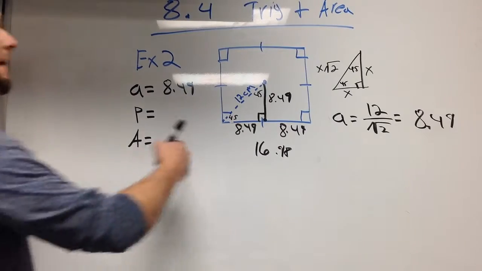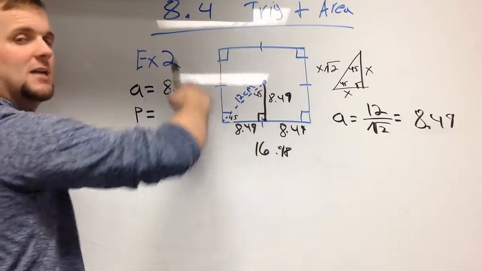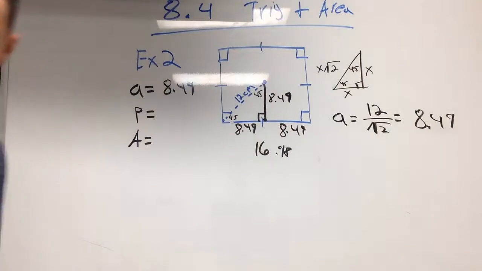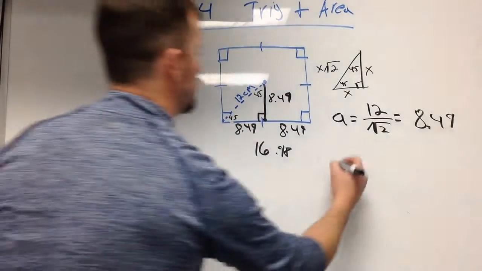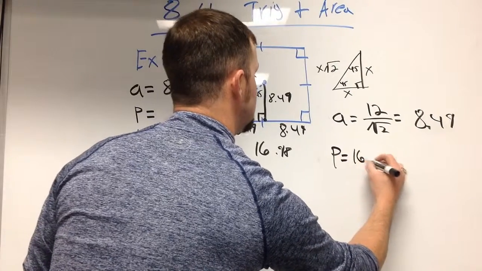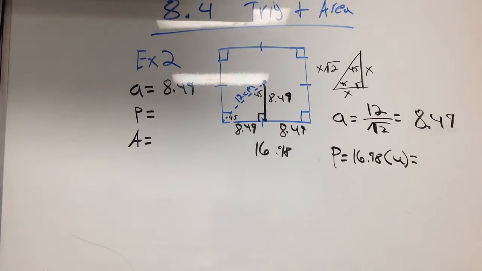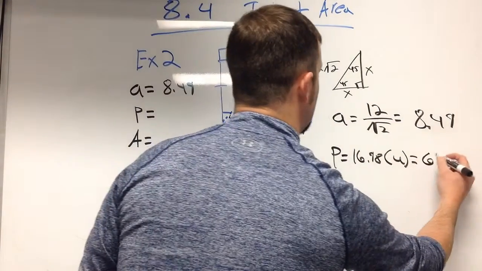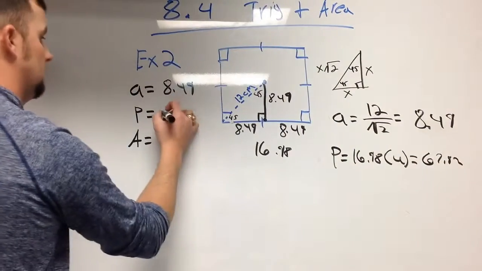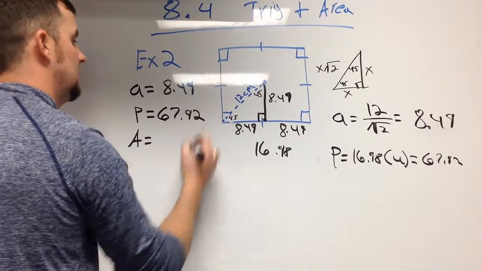So now to find my perimeter, I know there's 4 sides, so I'm going to multiply that by 4. To find the perimeter, I'm going to do 16.98 times 4. And if I multiply that times 4, I would get 67.92. So perimeter is going to be 67.92.